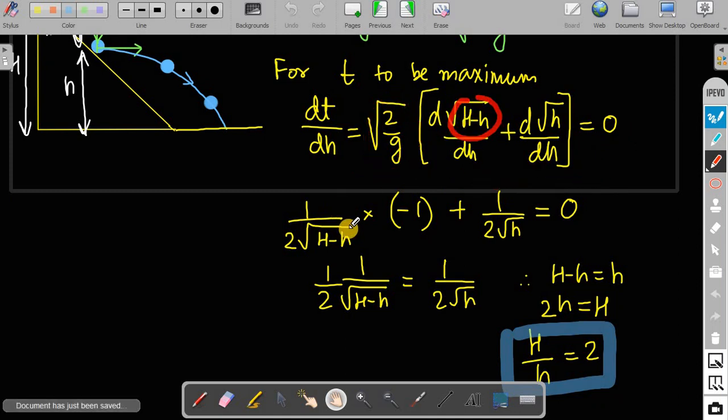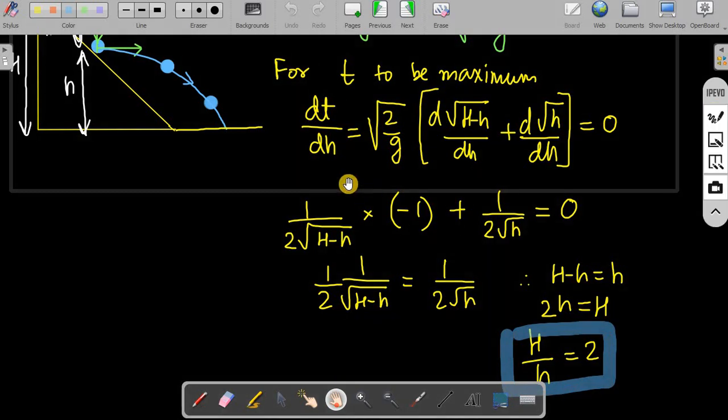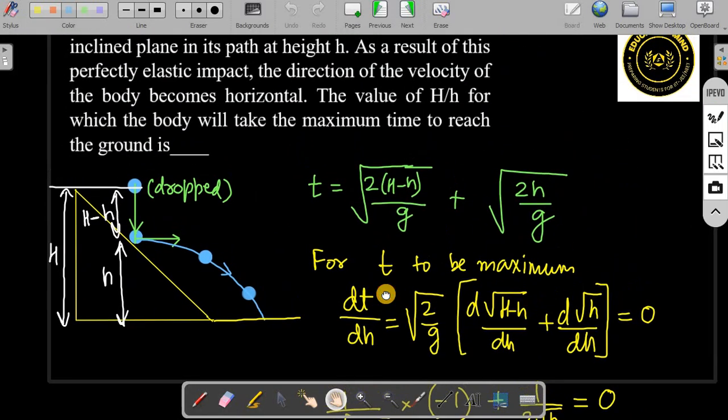Now root of this with respect to h is 1 by 2 root of (H minus h), and then H minus h with respect to h is minus 1, right? And similarly root h is 1 by 2 root h. So you solve this, from here you will get capital H by small h is equal to 2. So the correct answer is going to be 2, right?